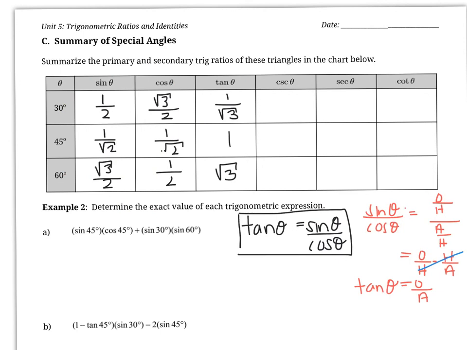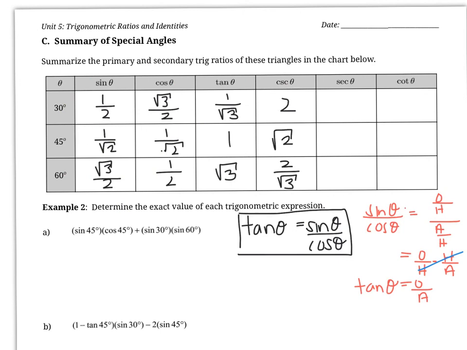Cosecant, secant, cotangent, also very easy. We know cosecant is just the reciprocal of sine. So if sine of 30 is 1 over 2, cosecant must be 2 over 1, or just 2. Let's do it for 45 now. It's just going to be the reciprocal of sine, so it's going to be root 2. And then the reciprocal of sine of 60 is going to be 2 over root 3.